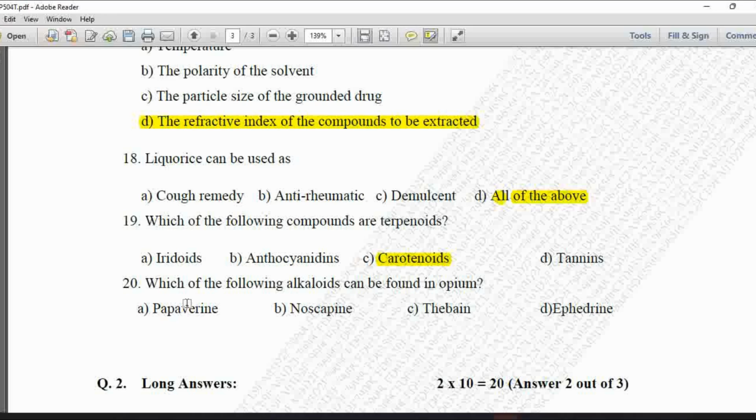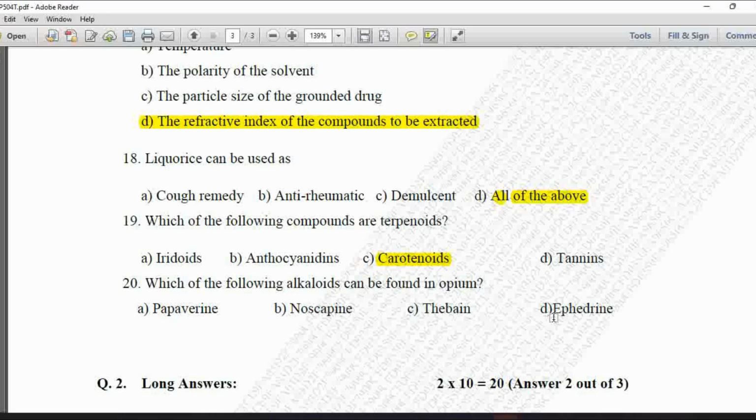Last MCQ, which of the following alkaloids can be found in opium? Option A is papaverine, B noscapine, C thebaine, and D is ephedrine. So if we see the alkaloids which are present in the opium drug, papaverine, noscapine, and thebaine, these are the alkaloids which are found in the opium.